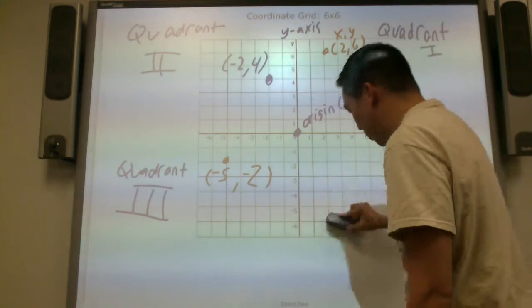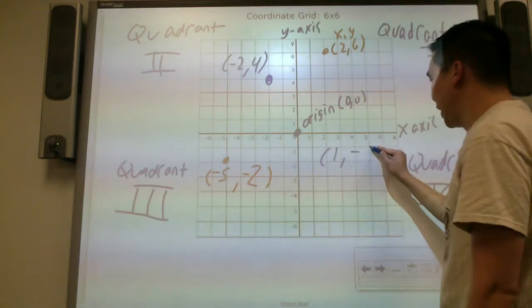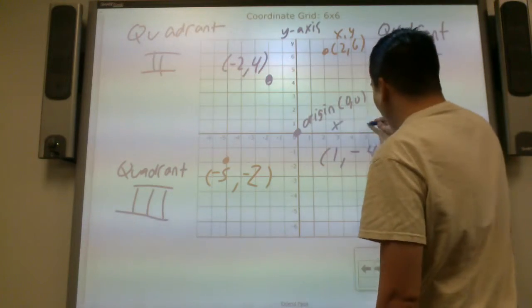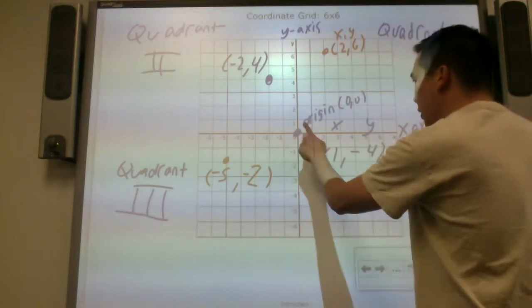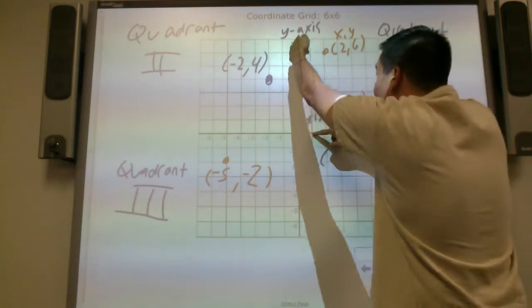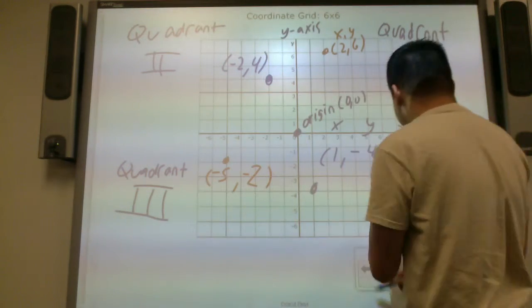And let's try another one. What about 1, comma -4? So x and y. The x-axis will be 1. So here's the x-axis, 1. The y-axis is -4. It'll be right here. This is in quadrant 4.